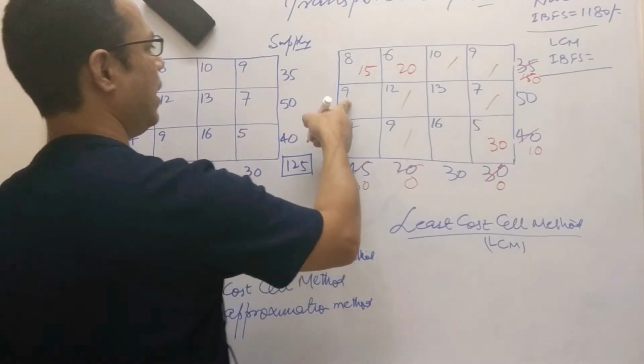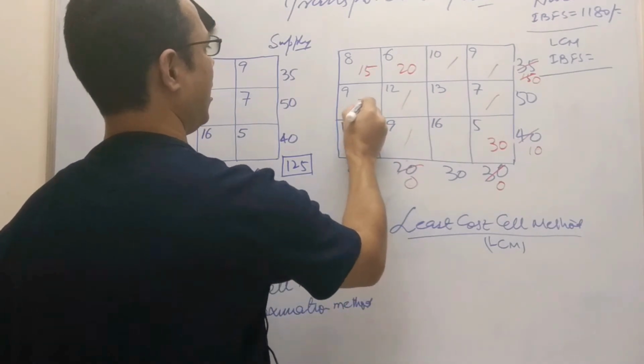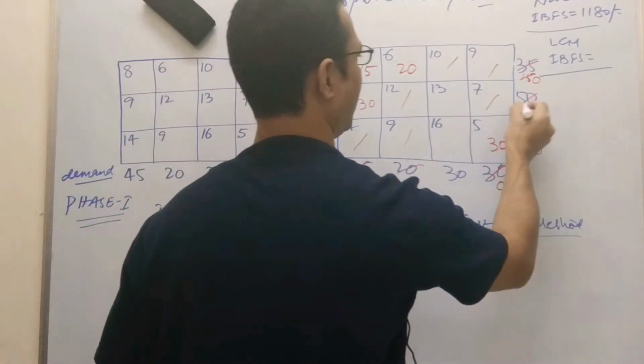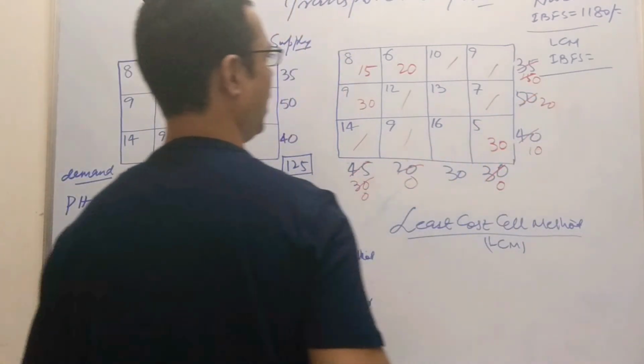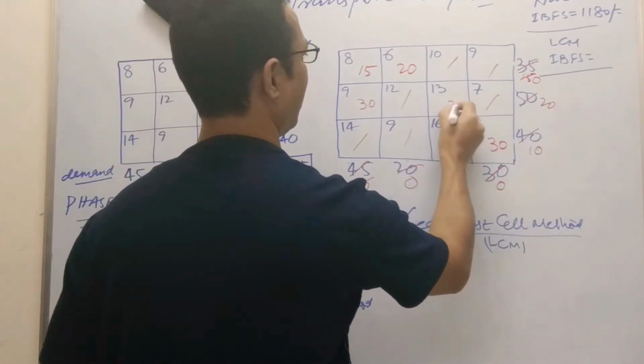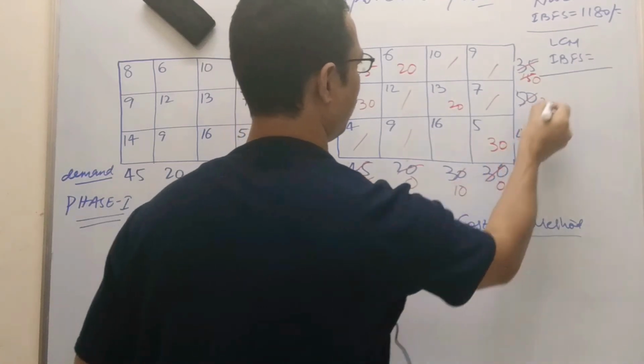Now here 9, 14, 13, 16. 9 is the least. So 30 and 50. 30 is less. 0. There is no more demand. So here it will be 20. Now 13 and 16. 13 is less. So here 20 will shift here. So here it will get 10. There is no more supply.